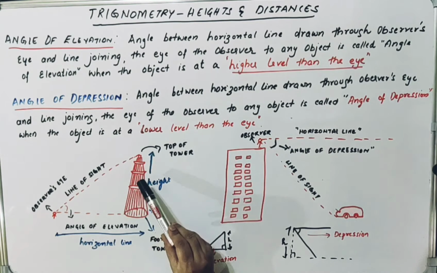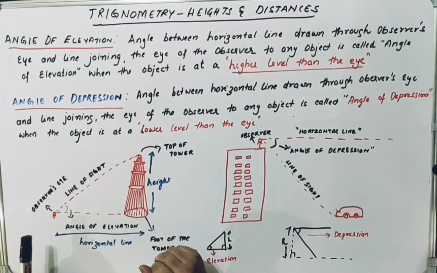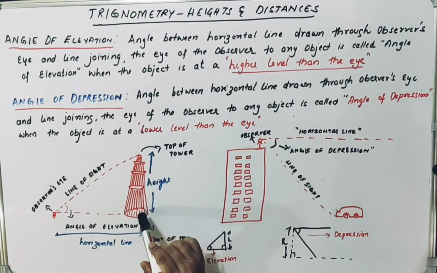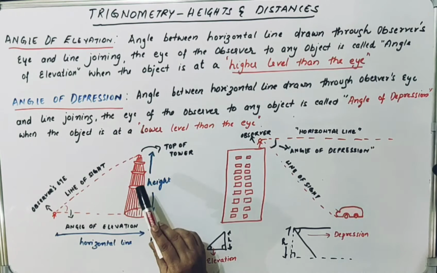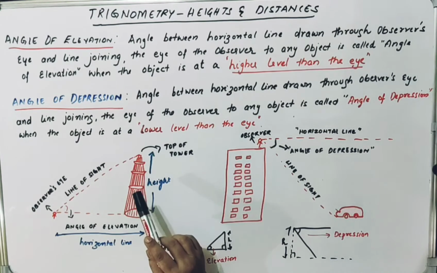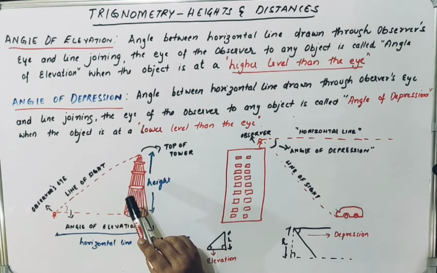For example, we have a tower here and there is a person standing here and he wants to measure the height of this particular tower. So how do we measure? This is what is explained by this particular concept.